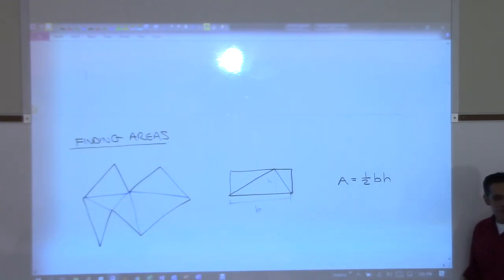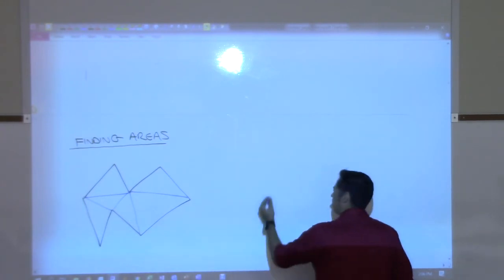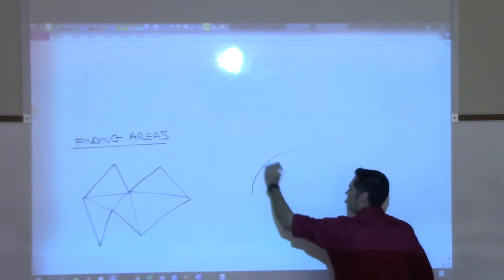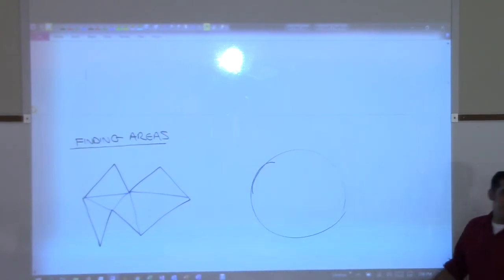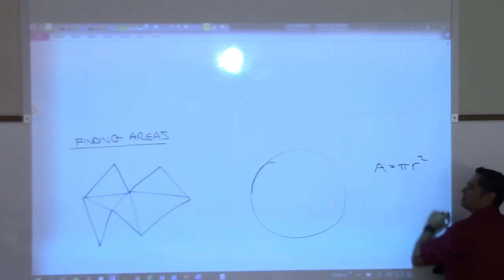So we can handle that pretty good. So when do things start to get bad? When you start getting curvy, right? So let's start with the most basic shape, which is the circle. So how do you find the area of a circle? Well, we all know it's pi r squared, right? That's the area of a circle.